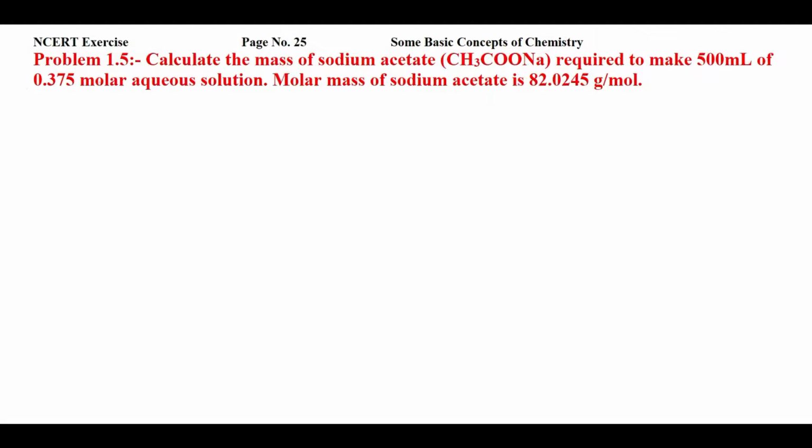They have given you the molarity, that is 0.375 molar, okay, of a solution whose volume is 500 ml, right? And molar mass of sodium acetate is 82.0245 gram per mole. You have to find the actual mass of the sodium acetate to make the solution that is having molarity 0.375, right?